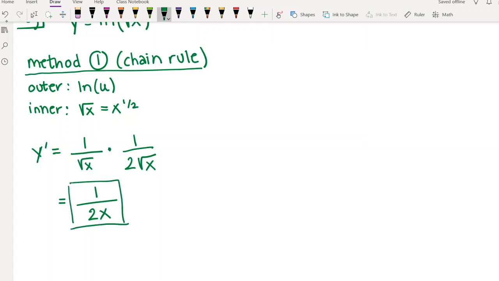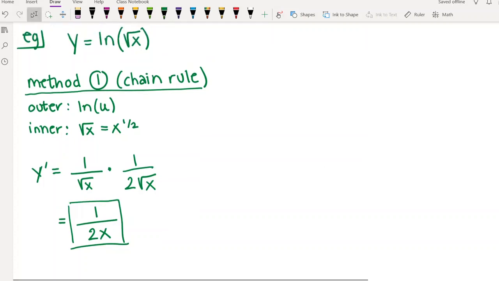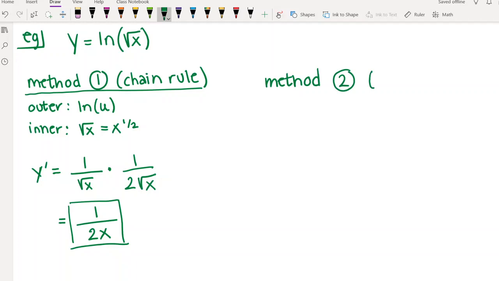So in this case, it's really not that bad to use the chain rule. That wasn't a lot of steps, but we'll see some examples in a little bit where this second method is going to make a big difference. But I just want to introduce it to you now on a simpler example. So in this approach, we're going to use logarithm rules before we take the derivative. And that will basically make us not have to use the chain rule.